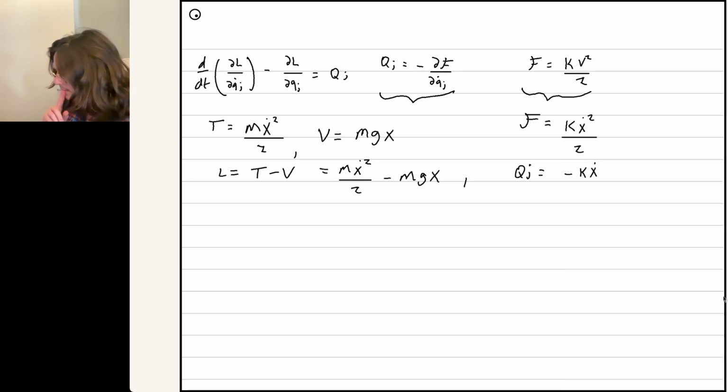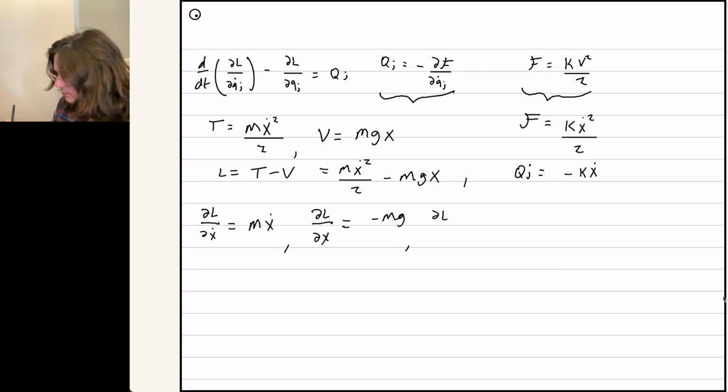We still need to do the left side. So first I'm going to take a partial derivative of the Lagrangian with respect to x dot, which will be simply m x dot, and then the partial derivative of it with respect to x will be just minus mg, and then if you take the time derivative now of the velocity derivative, you just have m x two dots.